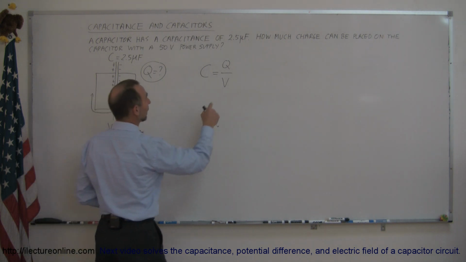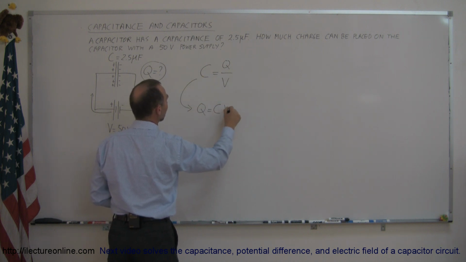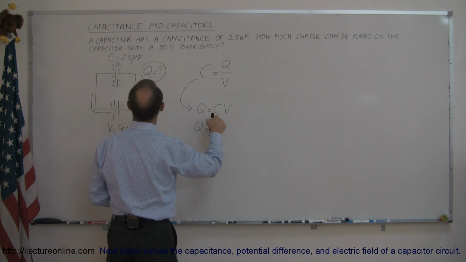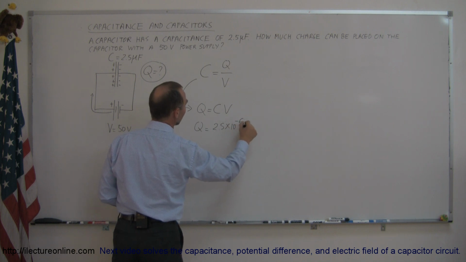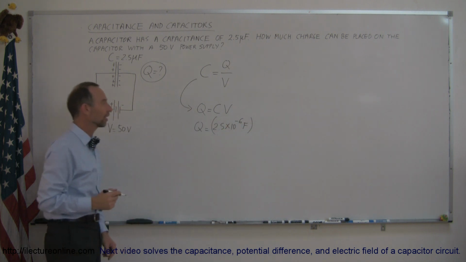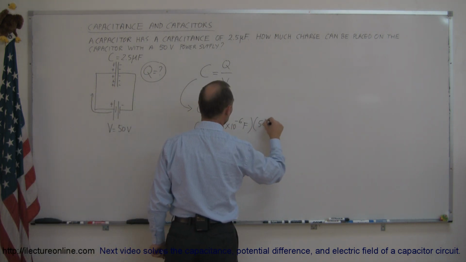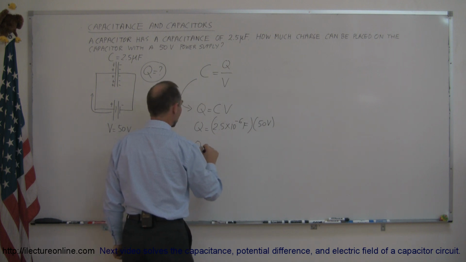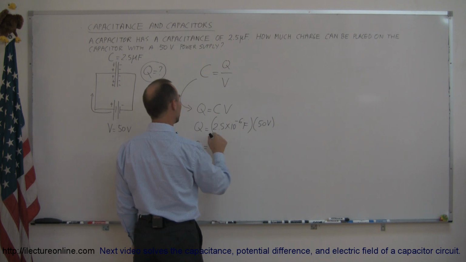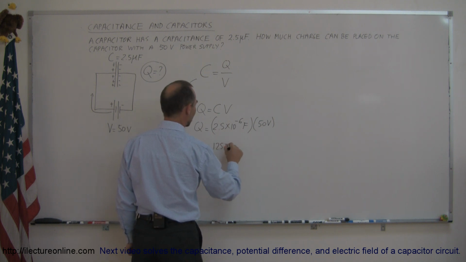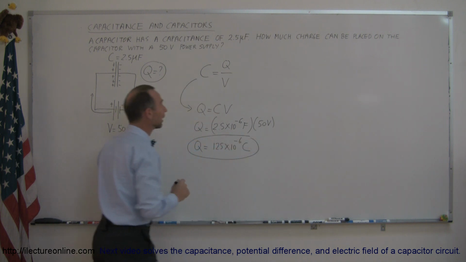So actually what we need to do with this equation is solve for the charge. So Q is equal to C times V, and Q is equal to the capacitance, which is 2.5 times 10 to the minus 6 farads, because the microfarad is 10 to the minus 6 farads. And we multiply that times the voltage, and in this case the power supply is 50 volts. And let's see here, the charge then would be equal to 50 times 2.5. That's 125 times 10 to the minus 6 coulombs. And that's how much charge we can place on that capacitor.